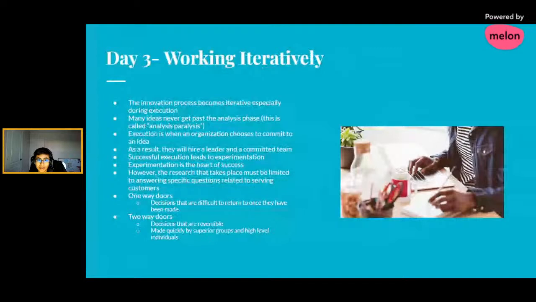Next, working iteratively. So the innovation process becomes iterative, especially during execution. Many ideas never get past the original analysis phase, and when this happens, it's called analysis paralysis. Execution is when an organization actually chooses to commit to an idea, and as a result of this commitment, they will hire a leader and a committed team. Successful execution will eventually lead to experimentation, which is the heart of success. However, the research that takes place must be limited to answering only specific questions related to serving the customer.